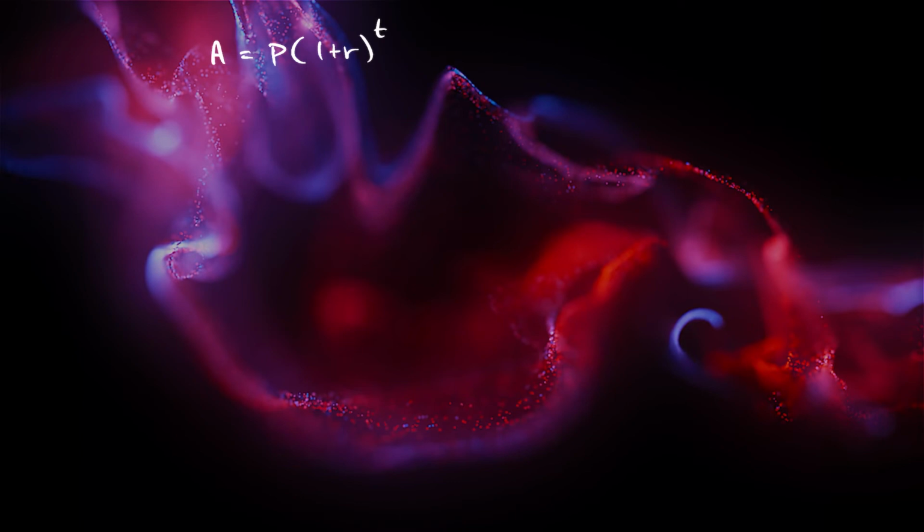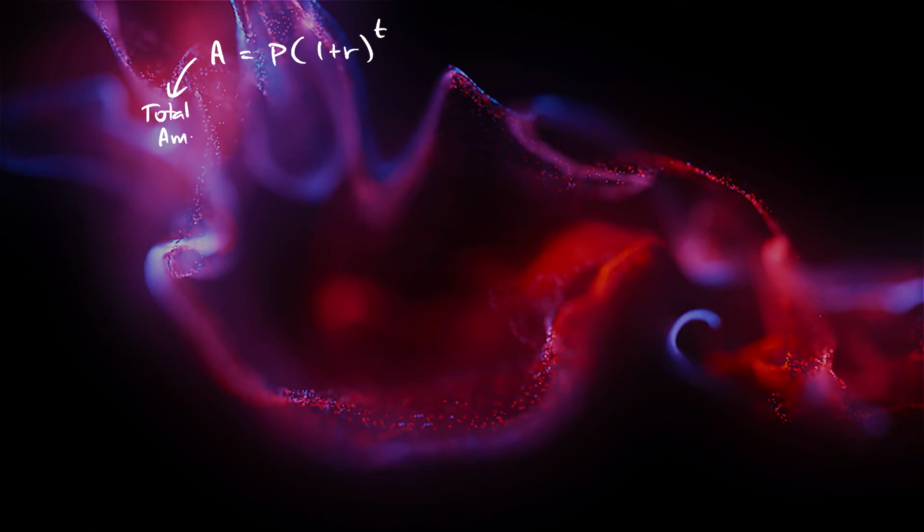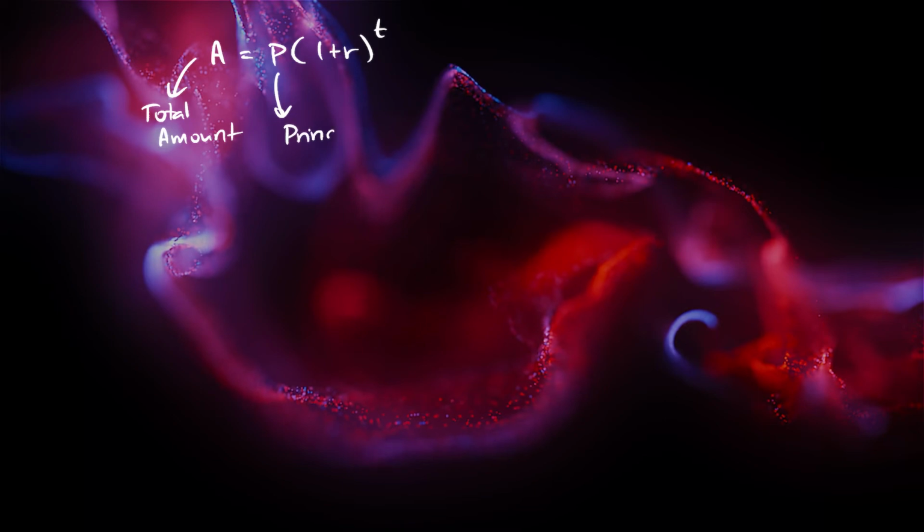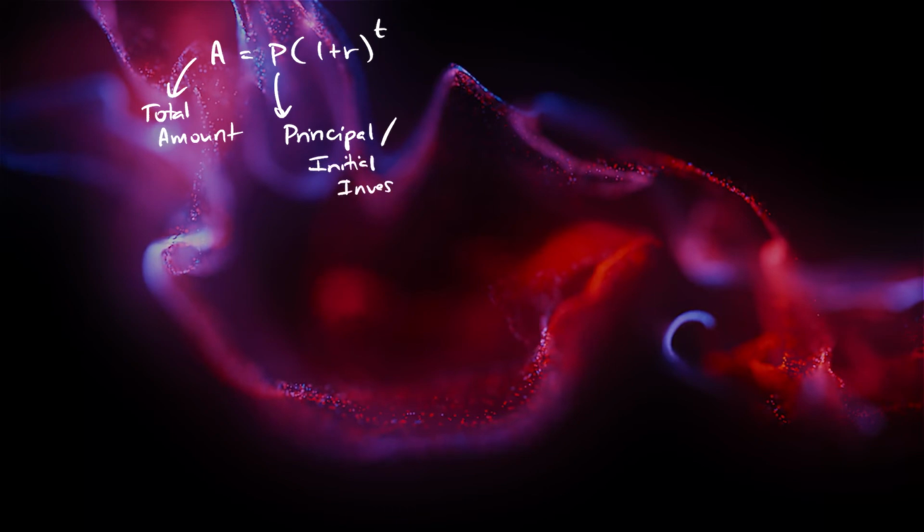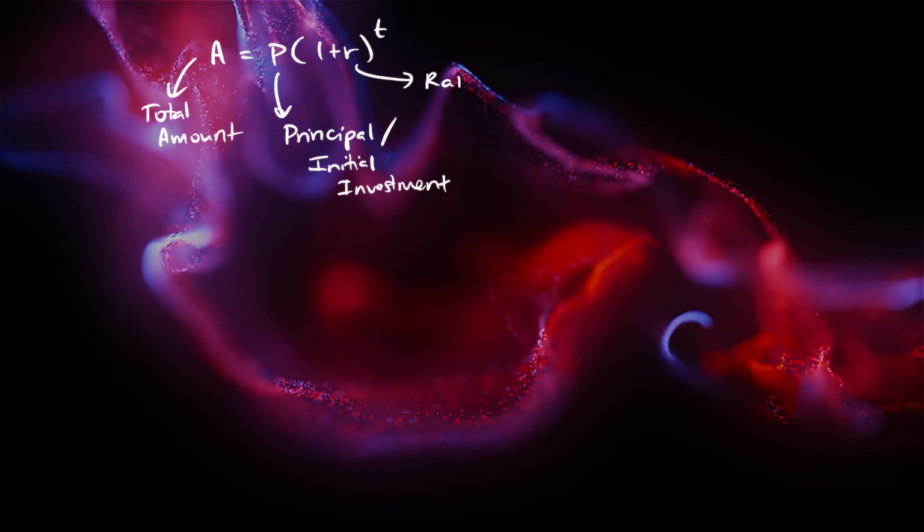Now let's go over what the different variables mean. So A is the total amount. P is our principal, or our initial investment. Right. R is our interest rate. And T stands for time.